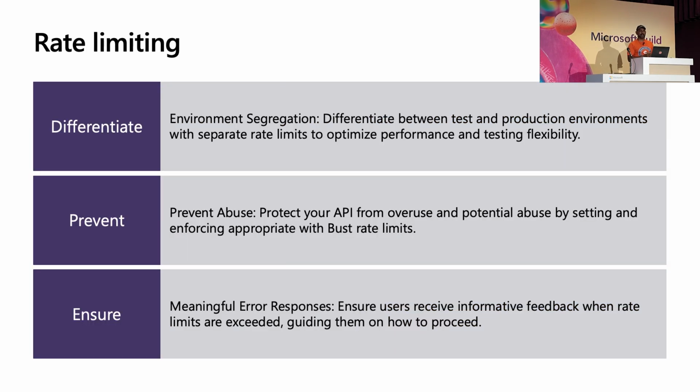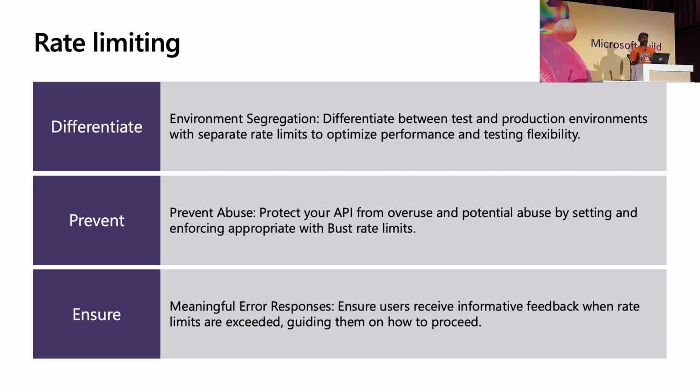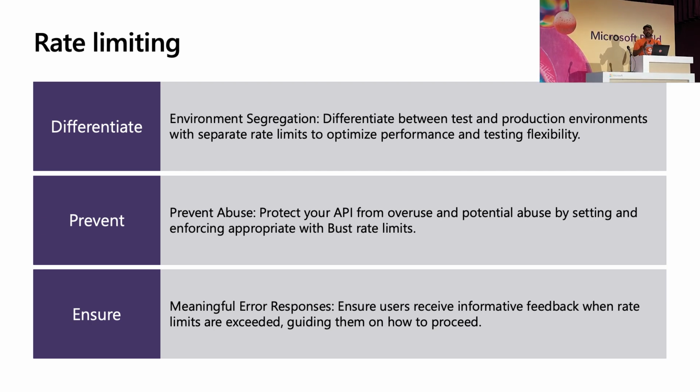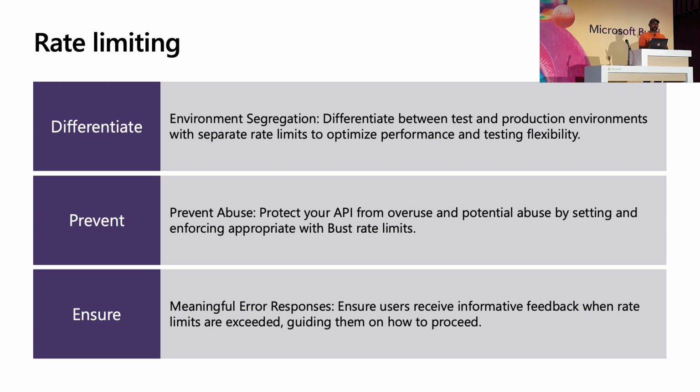The next thing is rate limiting. Rate limiting is also important to introduce for API development. You can create test and production environments and provide different rate limits, to prevent abuse of your API server. Also, it is important to provide a meaningful response, like a 429.